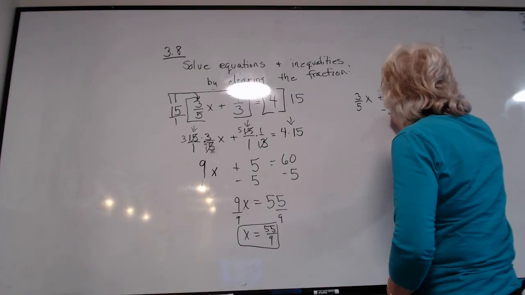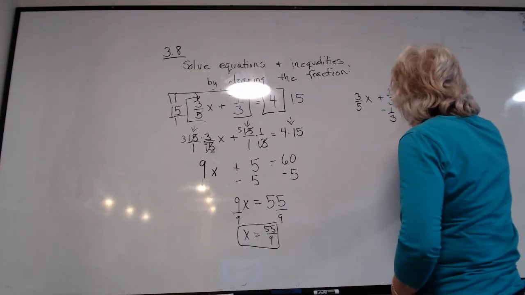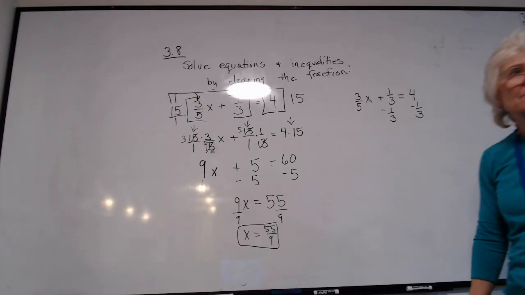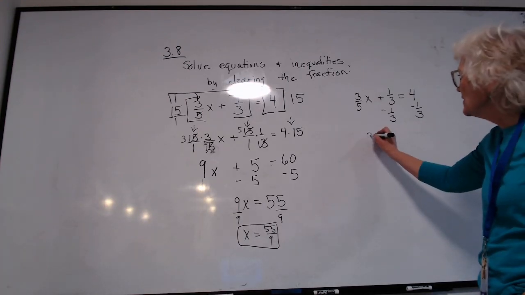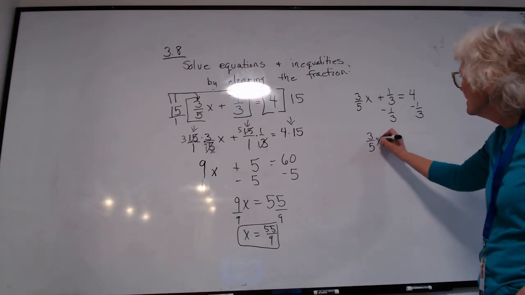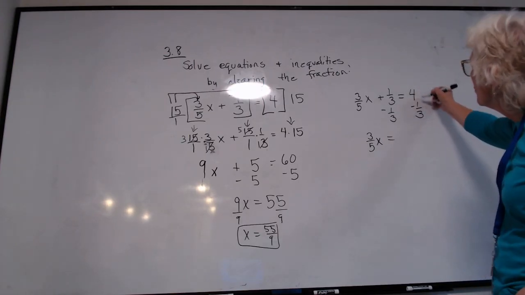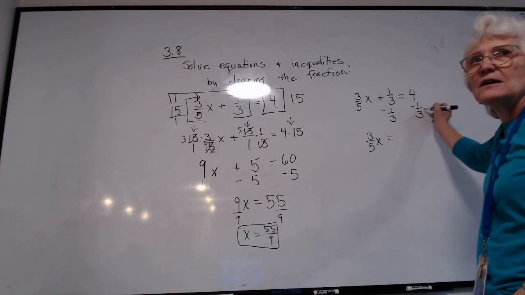So he subtracted 1/3 on both sides. Okay, so I'm just showing you how you can do it using fractions. It is possible. I'll just tell you that most people like to do it where you clear the fractions. Okay, so we get 3/5 x equals, and I have to do 4 minus 1/3.